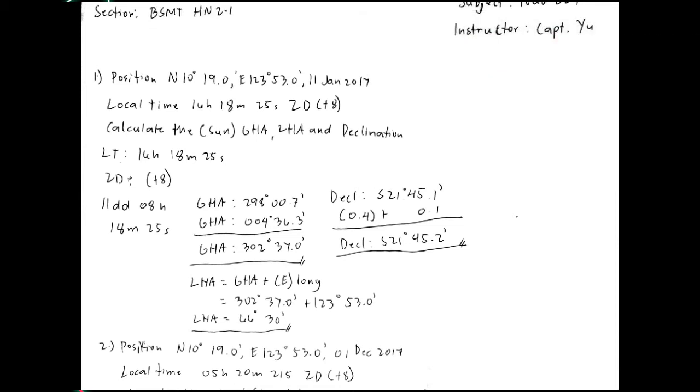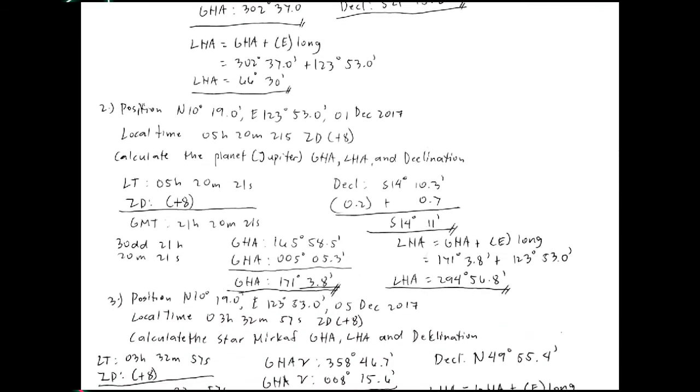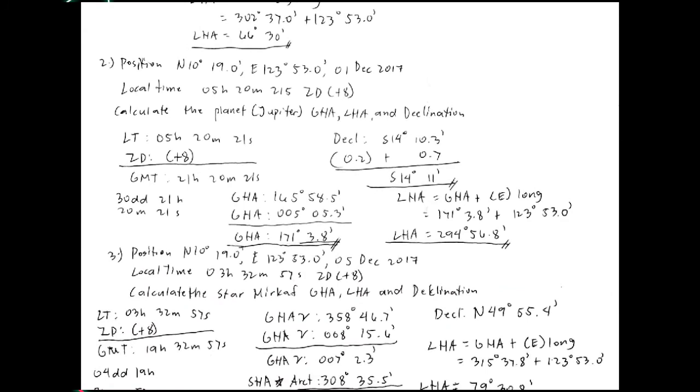For number 2, for the second problem, we are provided with the position of 10 degrees north, 19.0 minutes for the latitude, and the longitude of 123 degrees east, 53.0 minutes. The date is December 1, 2017, with a local time of 05 hours, 20 minutes, 21 seconds, and a zone description of +8.